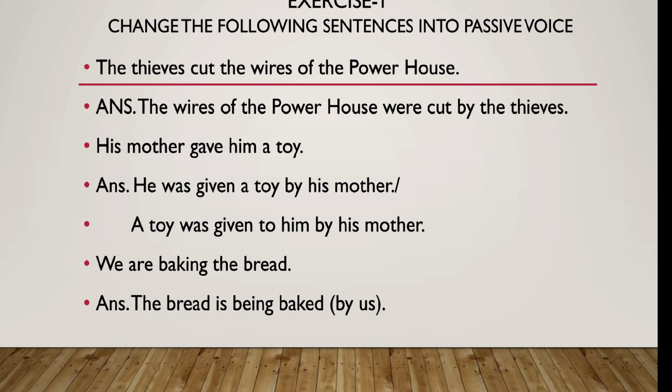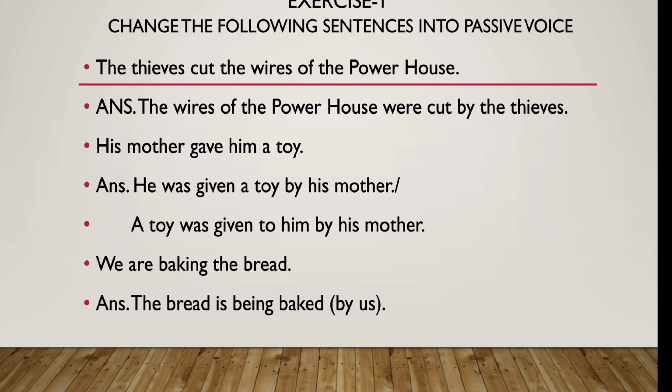So, the first rule is, when we change the sentences into passive voice, we need to identify the object of the active voice. And that's placed as the subject in the passive voice. So here, the wires of the powerhouse, this phrase works as the object. And this becomes the subject in the passive voice as you can see in the answer. And the subject of the active voice will take place at the end of the sentence as the object, and that is the thieves. And the preposition by would be used before this.